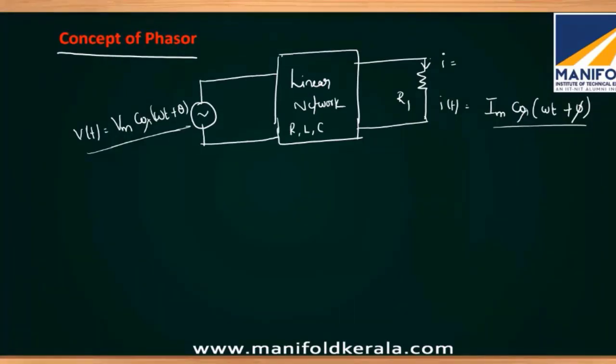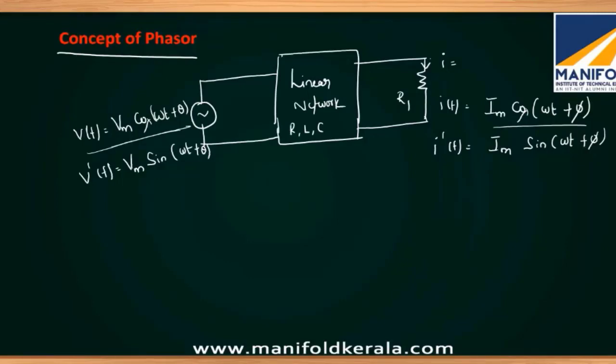Suppose I change my input to, say, v'(t) equals Vm sin(omega t plus theta). Then my response, let us call this i'(t), will become Im sin(omega t plus phi). So in the first case, my input is Vm cos(omega t plus theta) and my response is Im cos(omega t plus phi. In the second case, my input is Vm sin(omega t plus theta) and my response is Im sin(omega t plus phi).